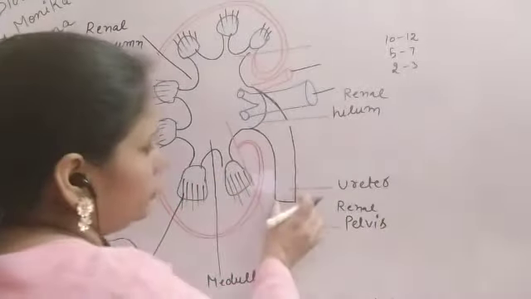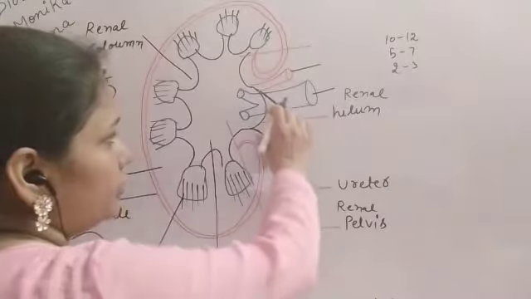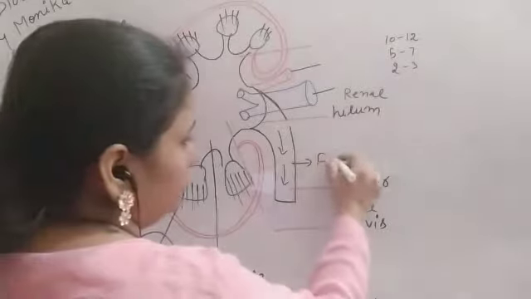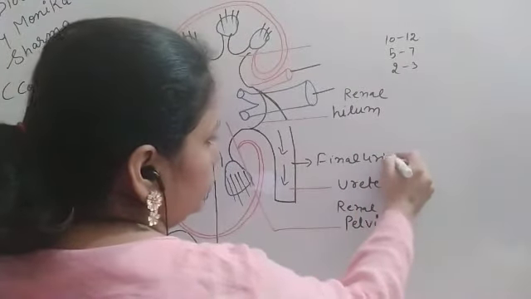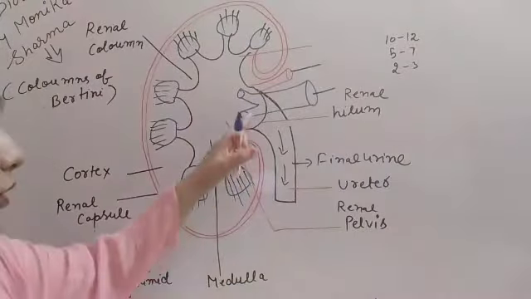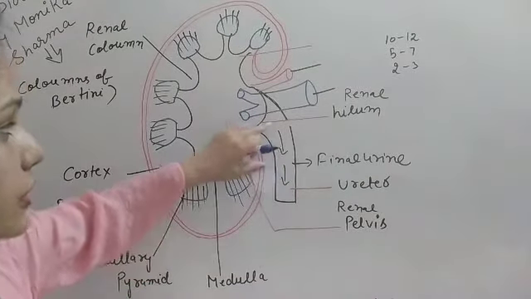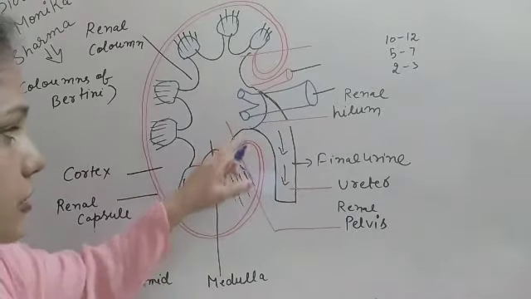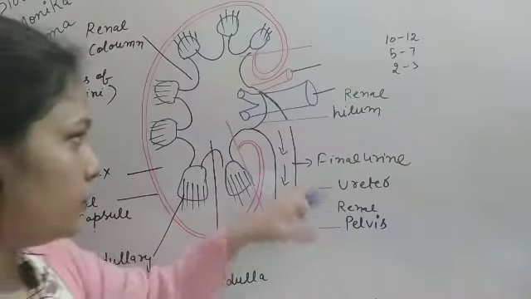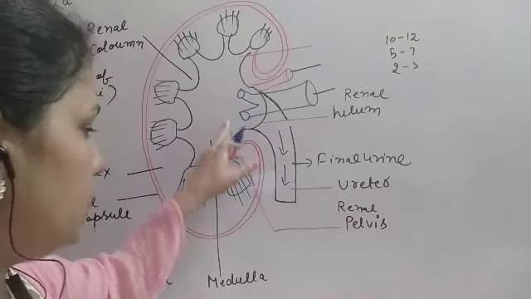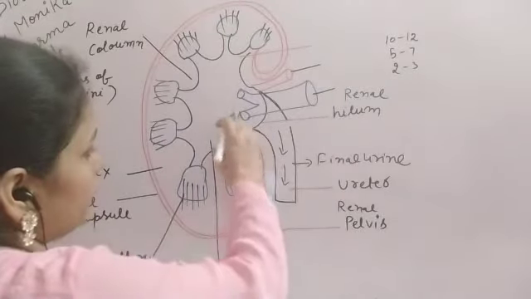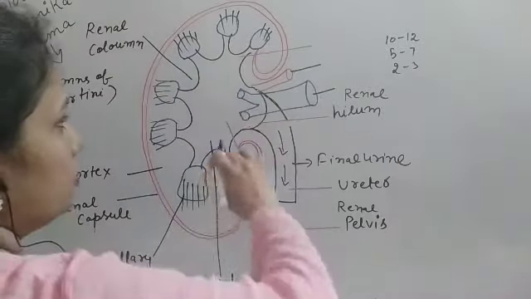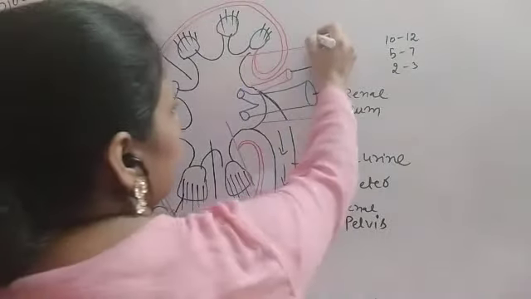What is the ureter? The tube or the vessel that is connected to the kidney, and that collects the final urine from the kidney. Then this hilum is joined with a funnel shaped structure, and that funnel shaped structure is known as renal pelvis. This renal pelvis then gives rise to different branches like these branches. So these branches are known as the renal calyx.